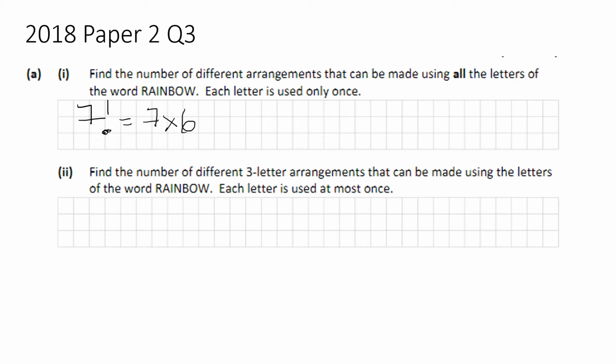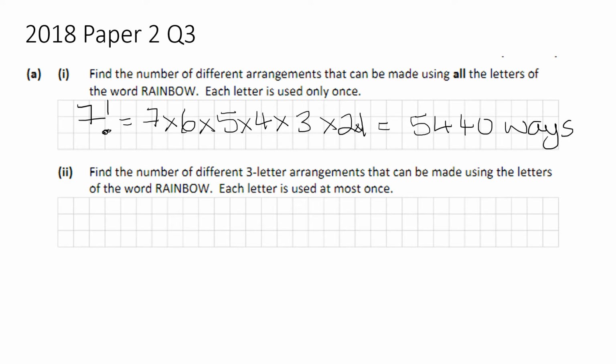And 7 factorial just means 7 times 6 times 5 times 4 times 3 times 2 times 1, which gives you an answer of 5,040 ways. And you can use the exclamation mark on your calculators. So basically it means that when you start off with rainbow, you have 7 letters, then 6, then 5 to choose from, then 4, then 3, then 2, then 1, because they're asking you to use each letter only once.